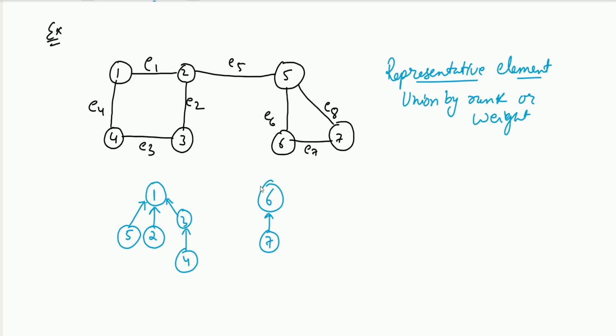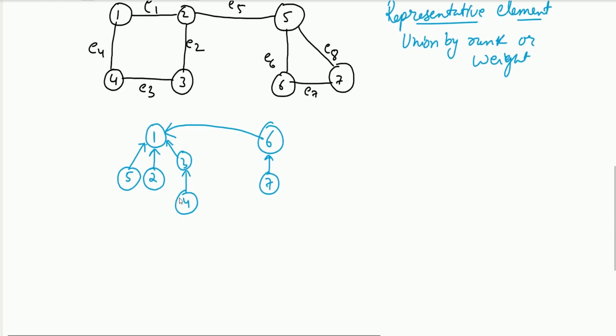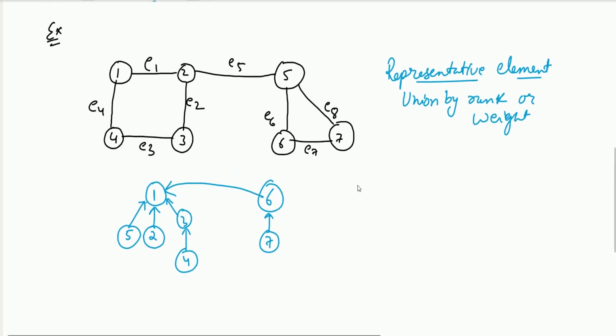7's parent is 6, so 6 is the representative element of this set. Now when we add this and we do union by weight, we add it like this. And this is how it works graphically. So what will find do? Find will go to the root and find the parent. And what will union do? Union will see which is greater in rank and will make the other the child of the one which is greater in rank.